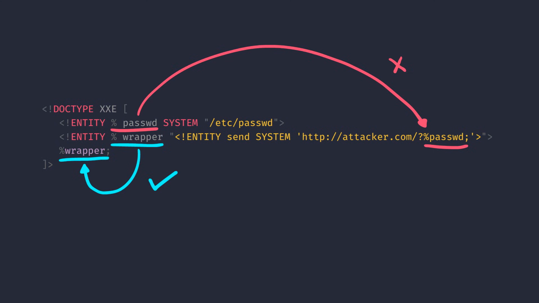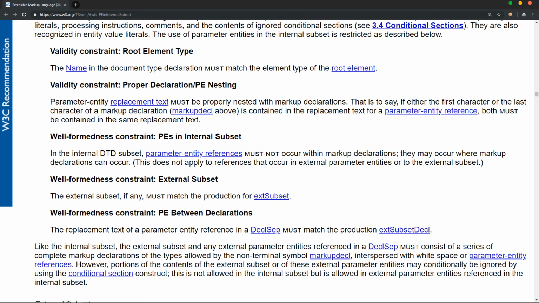So this video is still running, it's not yet over. So that means there is a bypass for this, right? Yes, there is. It's through external DTDs. Whatever I just explained to you doesn't work within an internal DTD, but the specification also states that this constraint doesn't apply to external DTDs. So that means we do have a bypass. All we have to do is use an external DTD instead of an internal one.